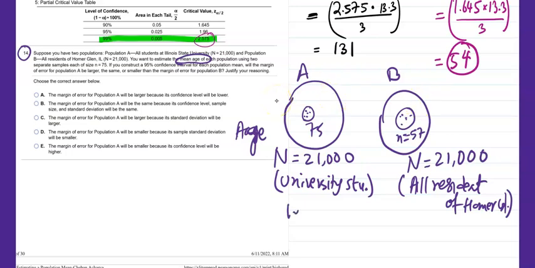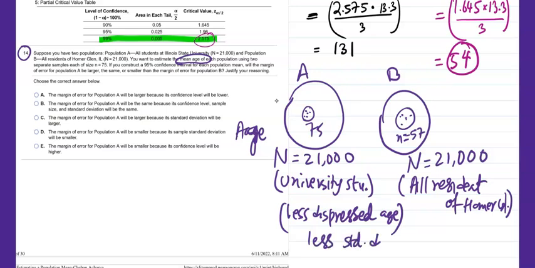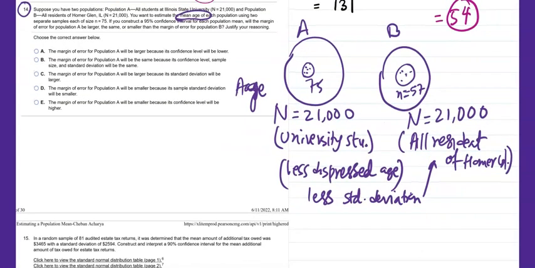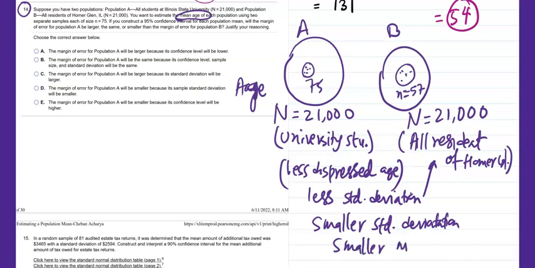So this is less dispersed age, right? So this is going to be less standard deviation compared to population B. So if the standard deviation is smaller, the margin of error is smaller. Okay, margin of error.